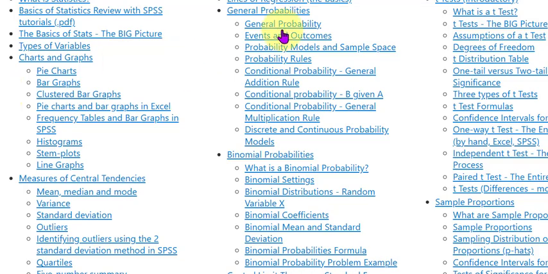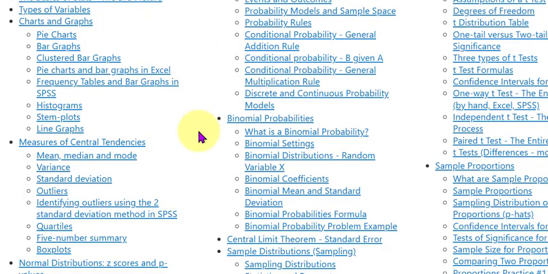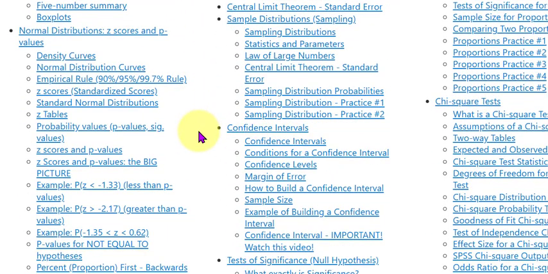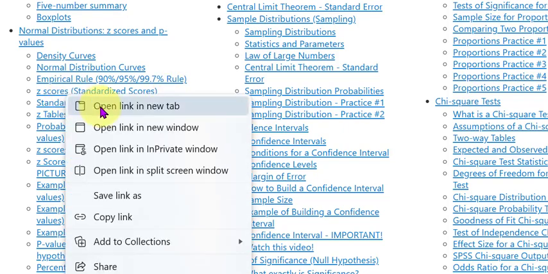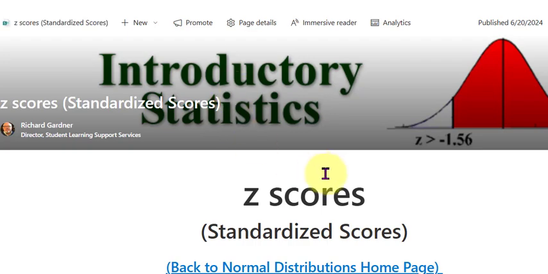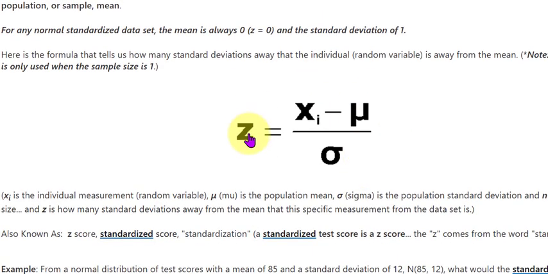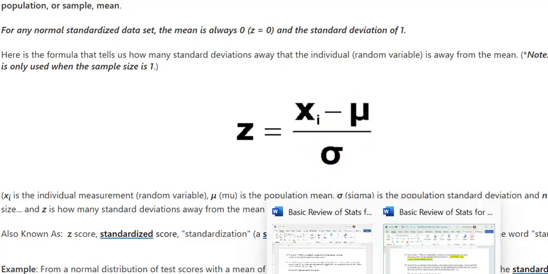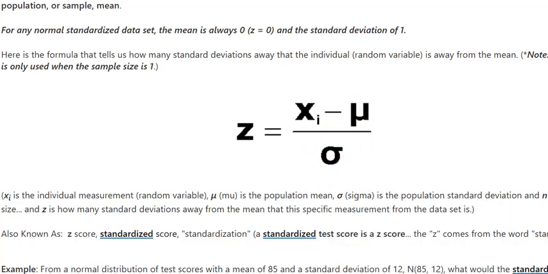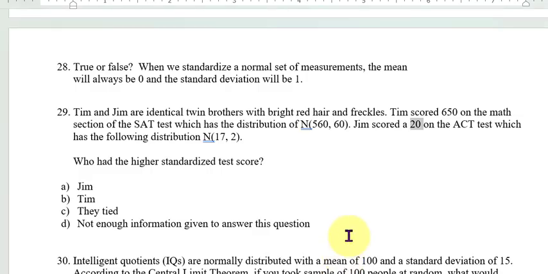So how do you calculate a z-score? They all are right here. So we're just looking up the actual formula, and there it is. Okay, so this x sub i is the individual score. So one is going to be for Tim, and the other one's going to be for Jim. And we know the means and standard deviations given from the process. So let's do it.